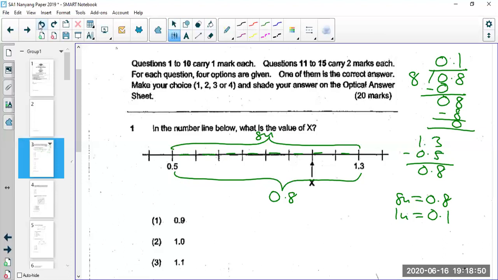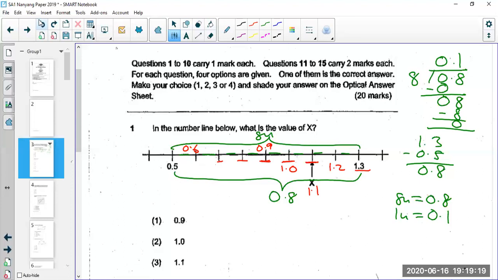Then you can start counting. 0.6, 0.7, 0.8, 0.9, and then 1.0, 1.1. Okay, let me just count again. Hang on for a while. Okay, 0.9, this is 1.0, 1.1, 1.2, and 1.3.